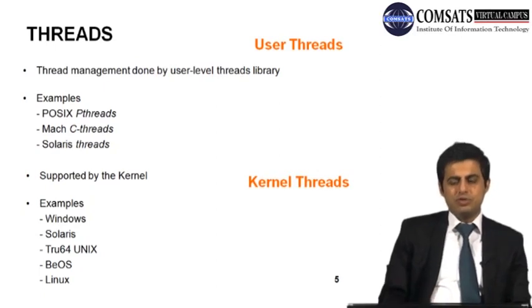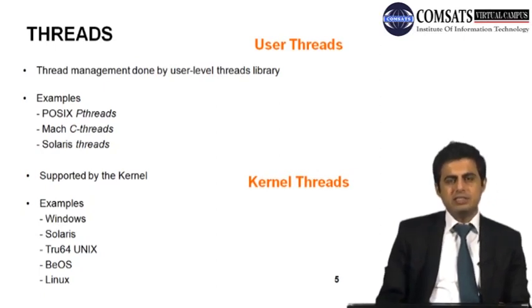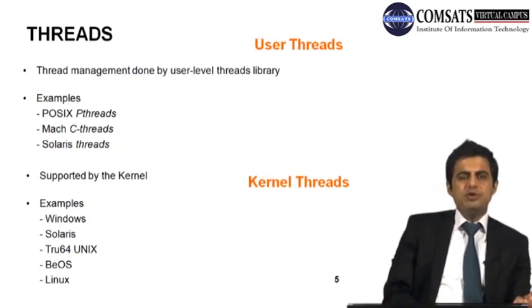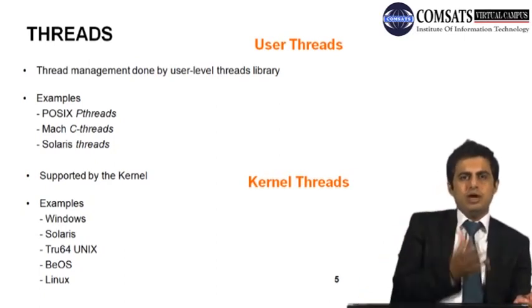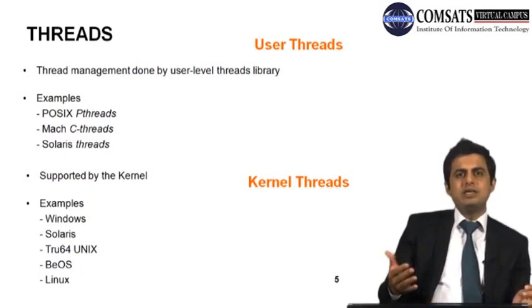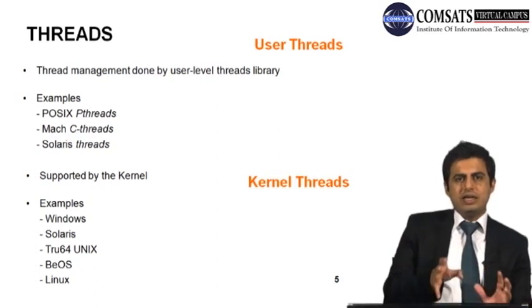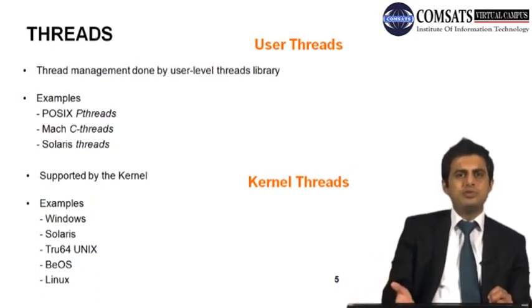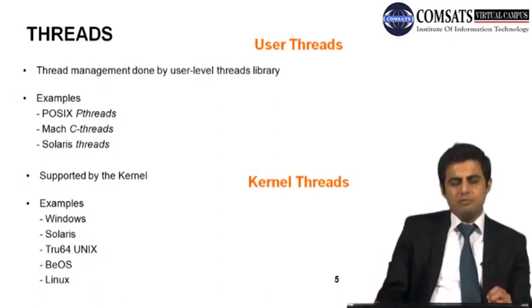So some examples are like in Windows you have got kernel threads, in Solaris, in True64 Unix system, in BeOS system, and in Linux system. They all have got their own threads, which you can clearly see when you are working on an operating system. You can use multiple applications at the same time. You can do multitasking, and your resources are being shared. For example, if you are moving some data from your hard drive to a CD drive, and at the same time you are working in a Microsoft Office application, you are using RAM, you are using the hard drive, but at the same time your DVD drive is also being utilized. So your resources are being shared by multiple threads.